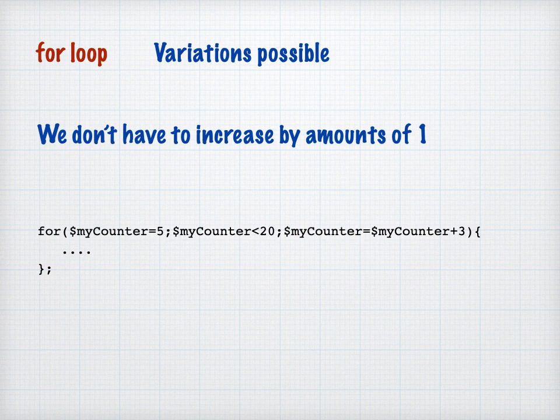So we'll start with 5, and then it will jump up to 8, and then it will increase by 3 each time we go round and round and round until we get to the point where myCounter is greater than 20, in which case that returns false and we drop out of the loop.